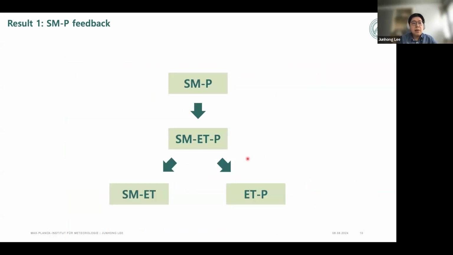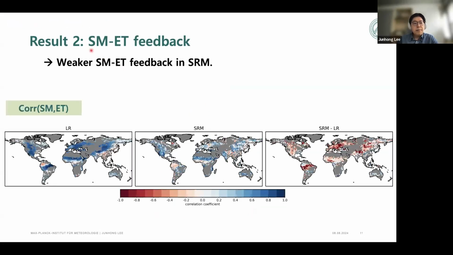Then I wonder what's going on there, why we are having different signs of SMP feedback. In order to look further, I separate soil moisture precipitation feedback into two branches. First, soil moisture evapotranspiration feedback, and second, evapotranspiration precipitation feedback. I'm going to discuss the SMET feedback first, then move on to the ETP feedback later. The result about SMET feedback: again, we found weaker SMET feedback for storm resolving simulations.